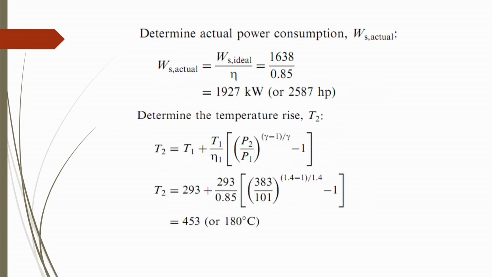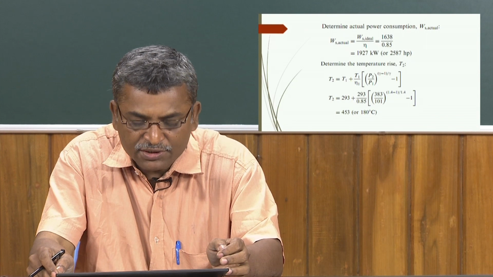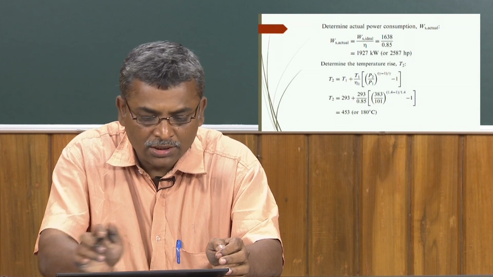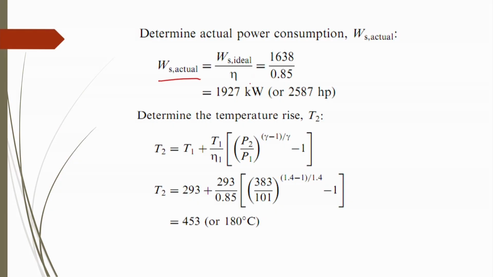Then what will be the actual power consumption if the compressor or blower efficiency is 85%? The actual shaft work will be equal to Ws ideal divided by eta, the efficiency of the compressor. Then it will be 1638 divided by 0.85, and finally it comes to 1927 kilowatt, or you can express it as 2587 horsepower.